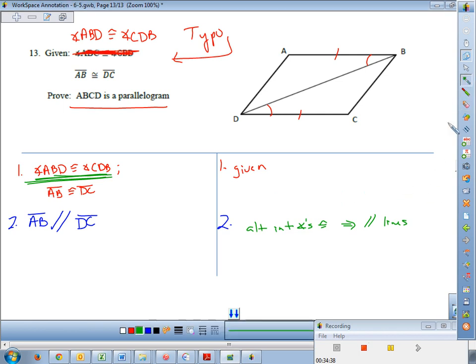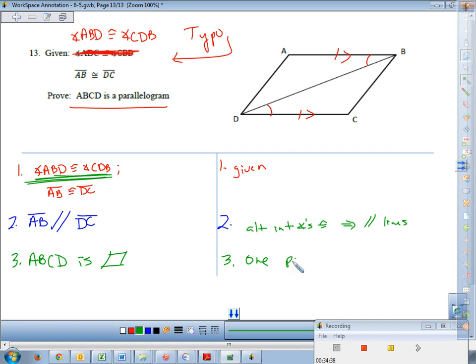Should we mark that in the picture? Do it. What do you want to do now? Do we have enough information to prove this is a parallelogram? Sweet. ABCD is a parallelogram. How come? One pair of sides. What's the magic word? Both. Parallel and congruent to each other. D-O-N-E. Done.